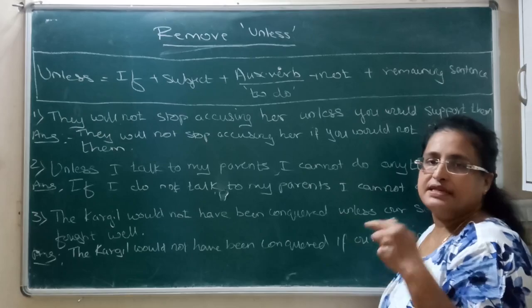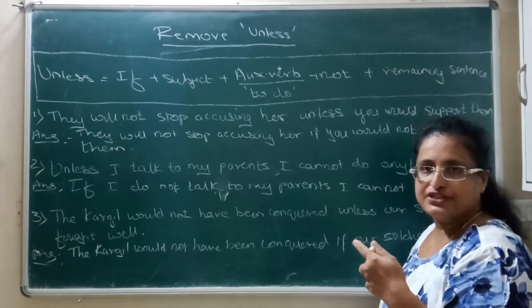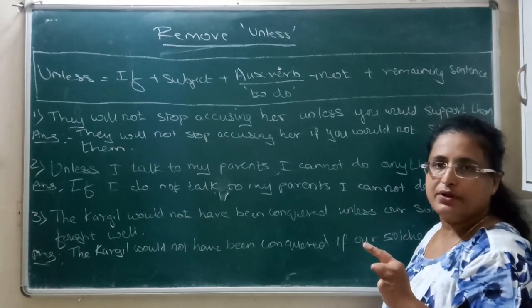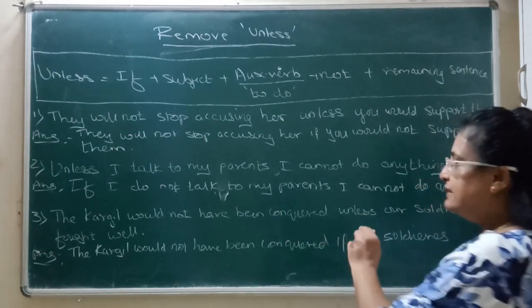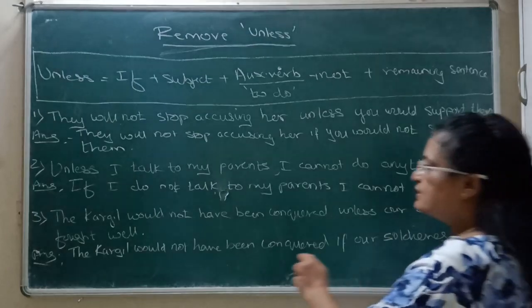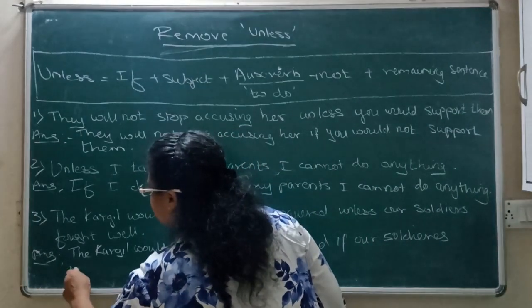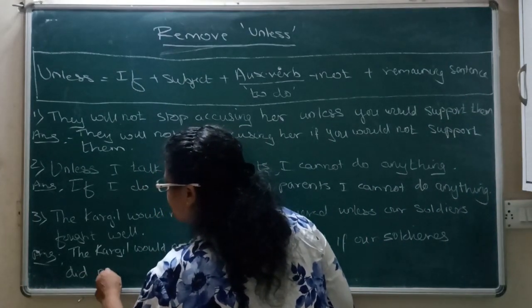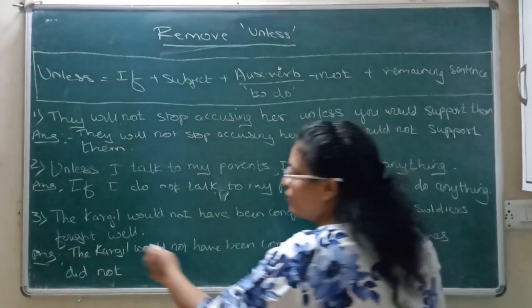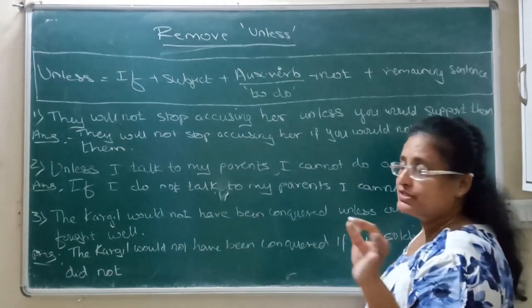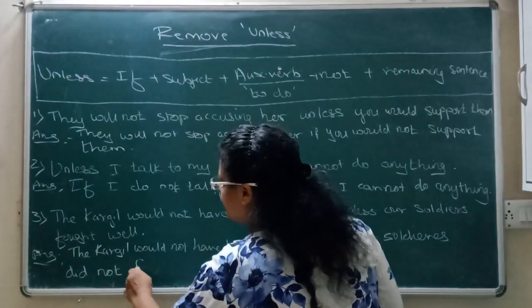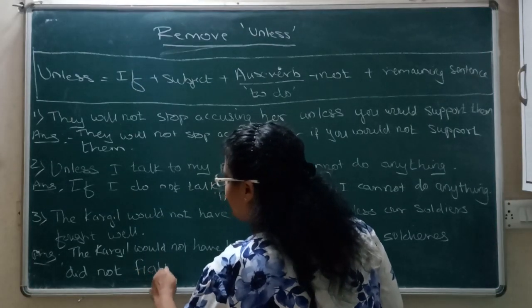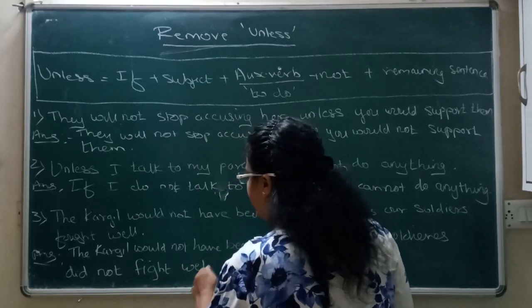Now when the verb is in past form, that is, a spelling change, which to do form are you going to use? Did. Fought is past form, so you have to use did. So if our soldiers did, now after the auxiliary verb you have to use not. If our soldiers did not fight well, because whenever you are using do, does and did, the action verb will be in the root verb form. So if our soldiers did not fight well.